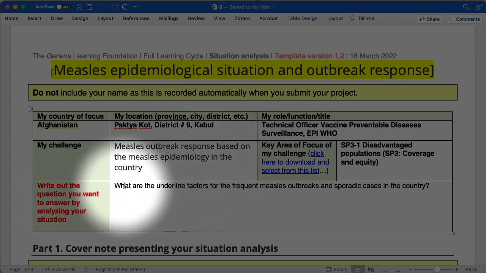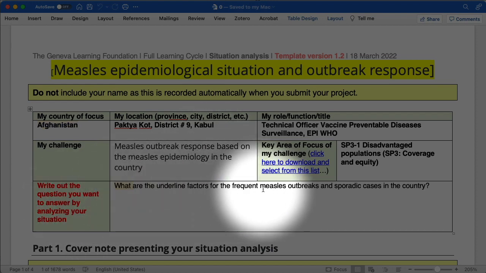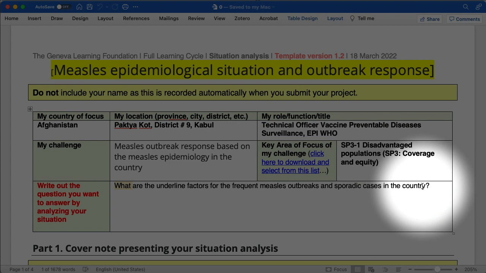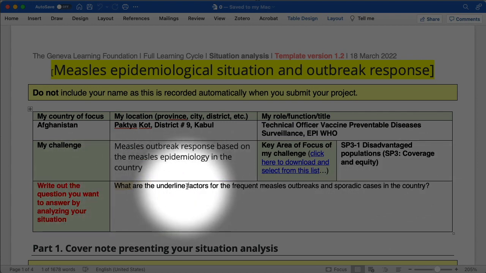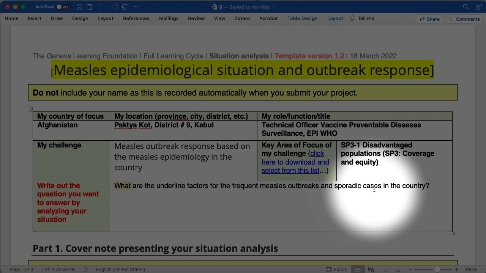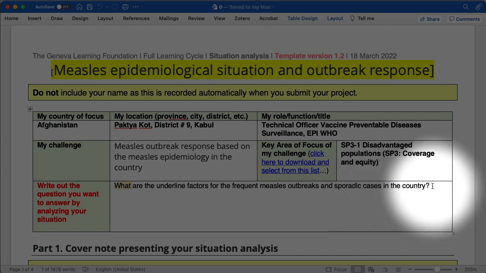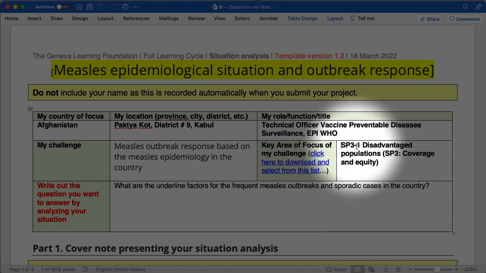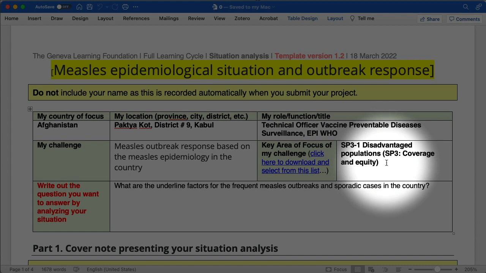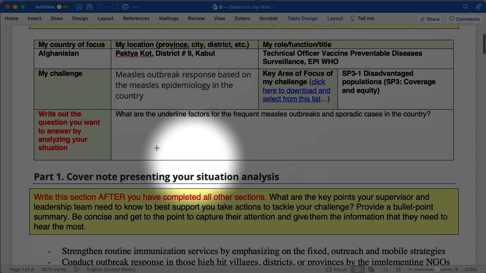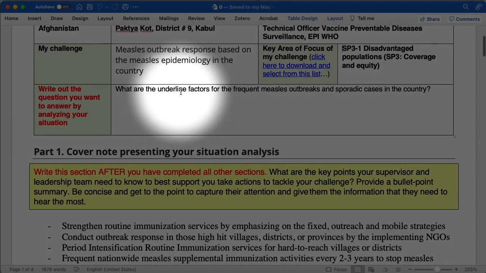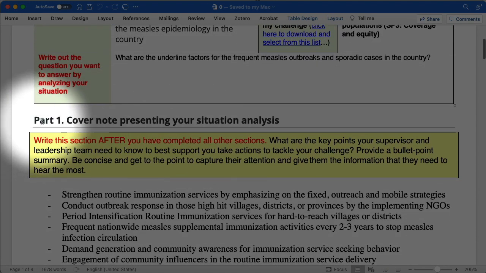And then here is the question that the author is going to try to answer. What are the underlying factors for the frequent measles outbreaks and sporadic cases in the country? And this has been classified under disadvantaged populations. So coverage and equity is the strategic priority. The exact key area of focus can be discussed, debated, but certainly the question is clear, looking for the underlying factors, so implicitly the root causes.